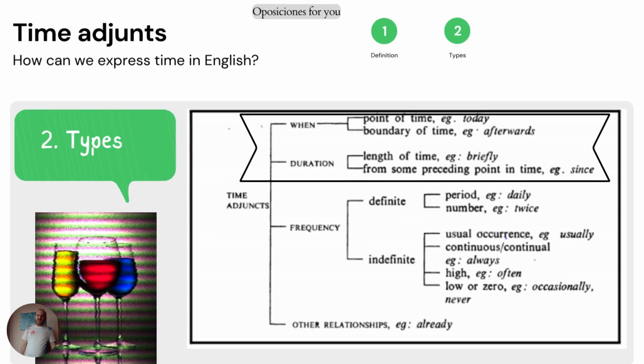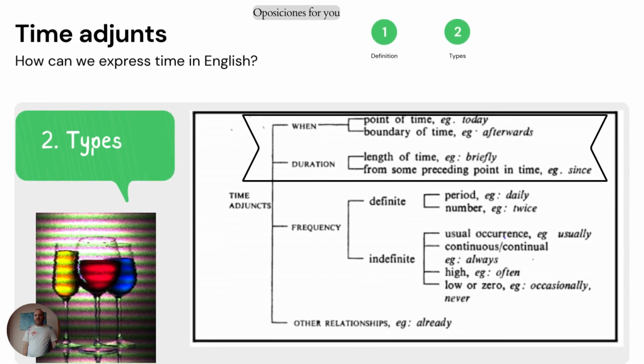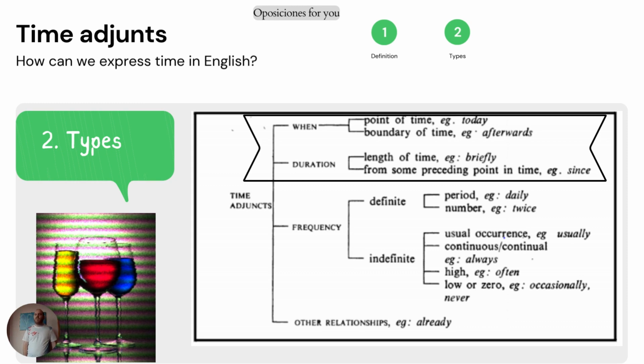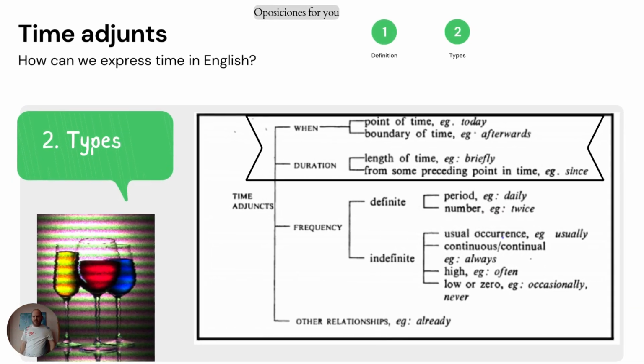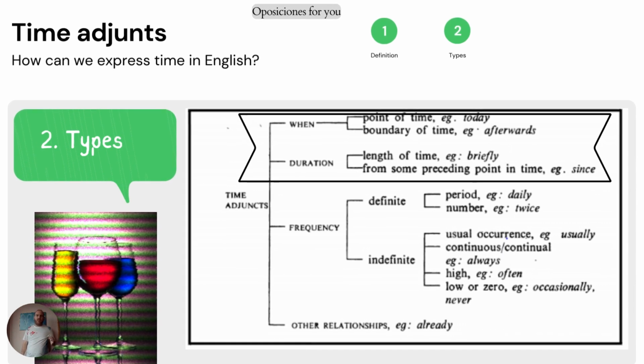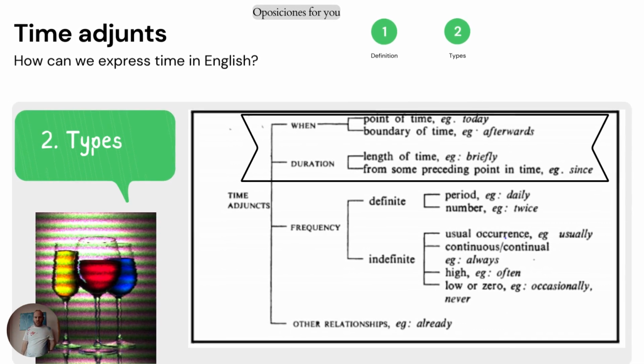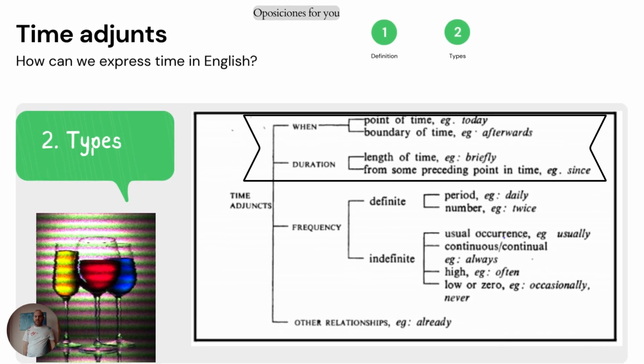So we have here the different types according to Quirk. We start with the first one, time when adjuncts. Most time when adverbs can serve as a response to a when question. For example, person A: when did he arrive? Person B can reply with last night or while you were at the library.